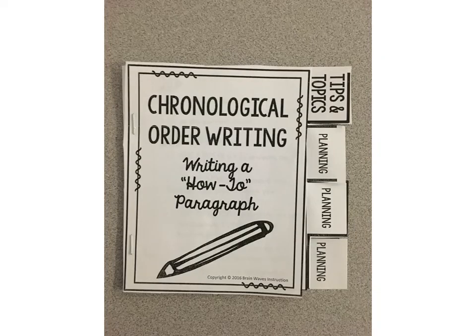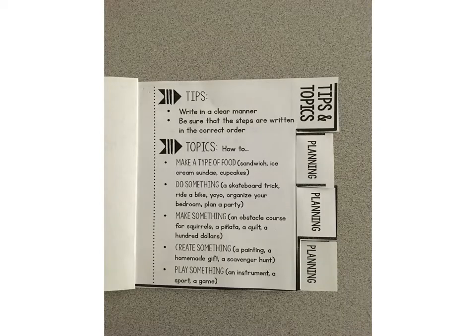This is your book, and in this book is a how-to for writing an informational sequence text. This first page, the tips would be, when writing an informational sequence text, write in a clear manner and be sure that steps are written in the correct order. There are many different topics. Remember, I told you that you do not have to write. So what you're going to do is follow along. You're going to copy what I copy, and we're not really going to write a paragraph, but we're going to learn the process to writing a paragraph.